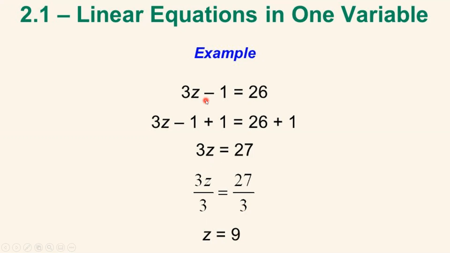So as you can see, all we did was collect the unknowns on one side and the knowns on the other side. In this example, 3z is unknown, so I'm going to leave it alone. I'll take this 1 to the other side of the equation and change its sign. Then it's going to be 3z equals 27. I'm going to simplify it by dividing both sides by 3, then z will be 9.